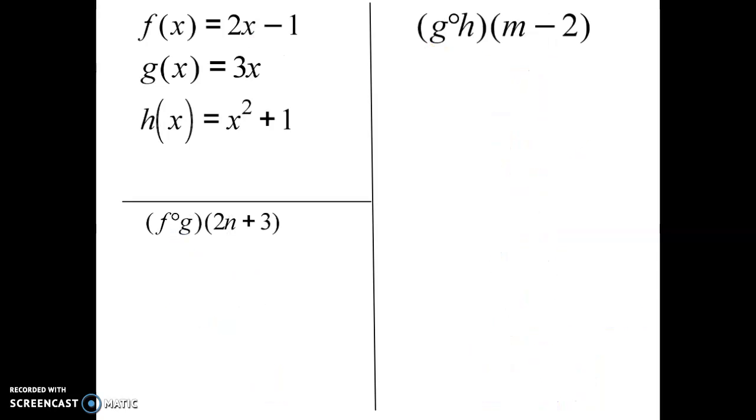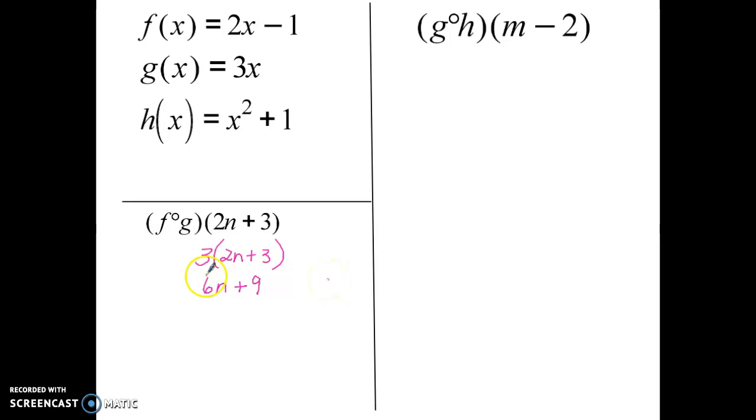Now the next 2 examples, I'm starting out with binomials to begin with. So I'm going to start in the lower left-hand corner. My g function states I have to do 3 times whatever I'm substituting in for x. So in this case it's 2n plus 3. I'm going to go ahead and distribute that, so I'm left with 6n plus 9.